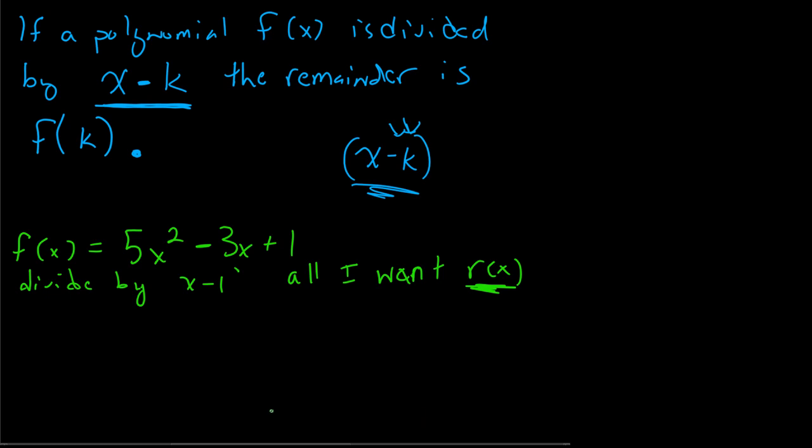So I'm going to use my remainder theorem. I'm going to say, hey, if I am dividing f of x by x minus 1, my remainder will be f of k. Now, notice the sign here. I will mess up signs on these quite often. But this sign is negative.